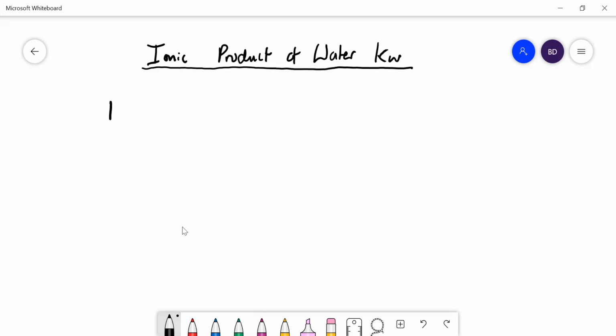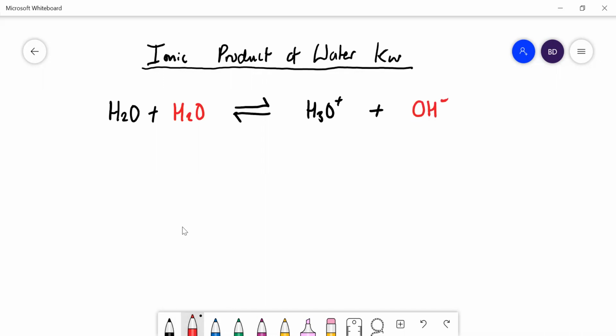Okay, so we get two molecules of water, H2O, another one, a red one, and you will form one molecule, right, one. So the black one is going to pick up a proton at the expense of the red one. Okay, so we form an OH minus ion and an H3O plus ion.